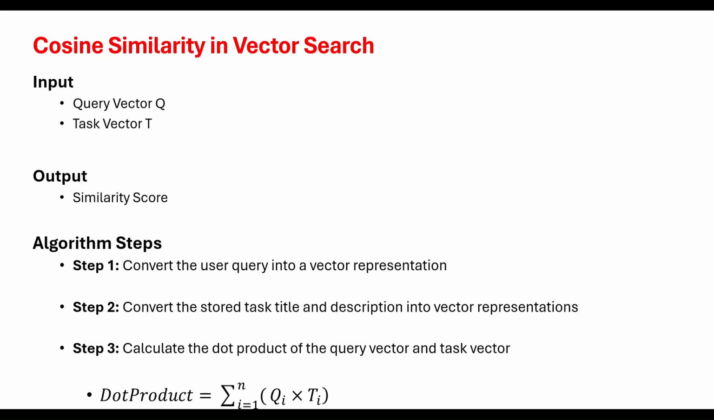Now let us understand the algorithm used to compare vectors, called cosine similarity. The input to this algorithm consists of the query vector represented as Q and the task vector represented as T, and the output is a similarity score. The process begins by converting the user search query into a vector representation. Next, the task title and description stored in MongoDB are also converted into vectors. Once both vectors are available, we calculate the dot product between the query vector and the task vector. The dot product helps to measure how closely related these two vectors are. This forms the first step in determining semantic similarity.